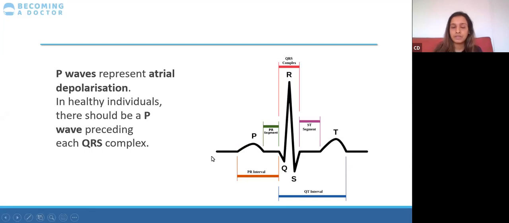In healthy individuals, there should be a P wave before each QRS complex. And as will be covered in the pathology lecture, this can be changed in certain pathologies. For example, in atrial fibrillation, you don't have any P waves at all, and you can sometimes get strangely shaped P waves, such as P pulmonale and P mitrale.